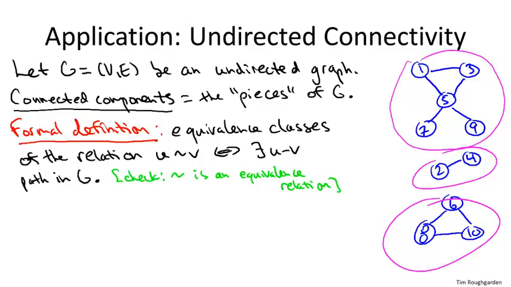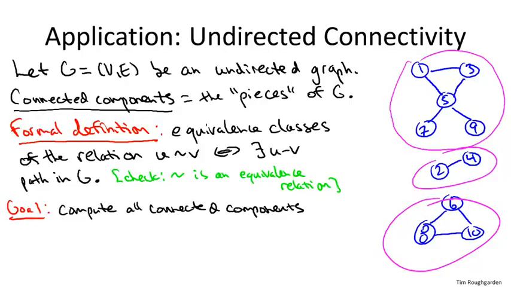So equivalence relations always have equivalence classes, the maximal mutually related stuff. And in this graph context, that's exactly these connected components. It's exactly what you want. So what I want to show you is that you can use a breadth-first search wrapped in an outer for loop over all of the vertices to identify all of the connected components of a graph in time linear in the graph, in O(n plus m) time.